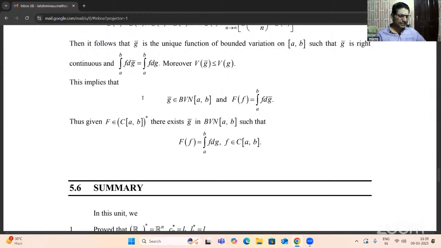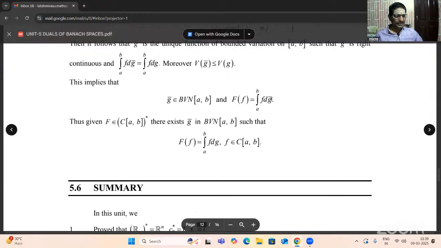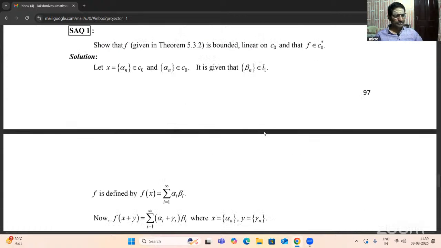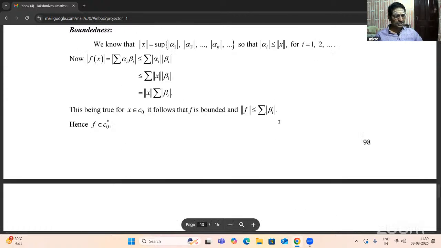So in the conjugate of the set of all continuous functions on the interval [a, b], there is one functional, capital F, and G bar also exists as a normalized bounded variation function on the interval [a, b]. So finally, F(f) equals the integral from a to b of f dg. Both are equivalent. So here G equals G bar is unique. That is the simple concept. Okay, this is the end of this unit.